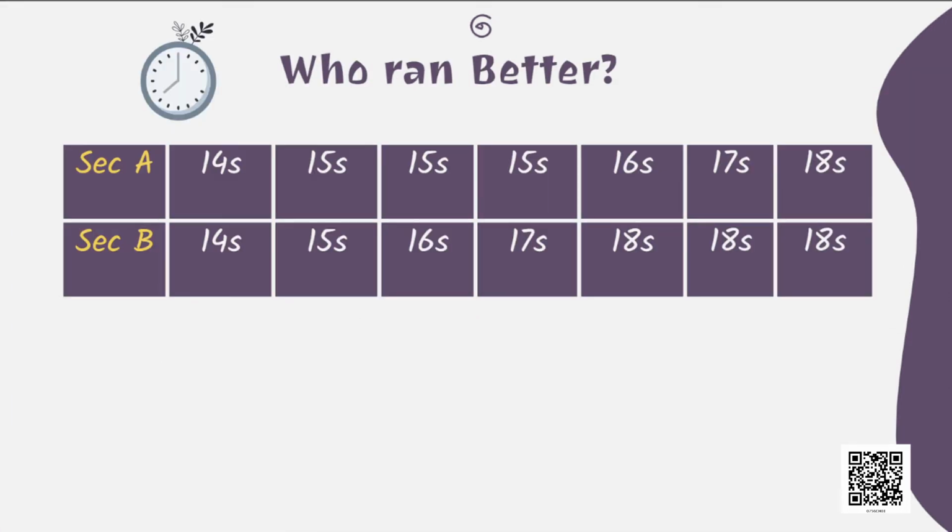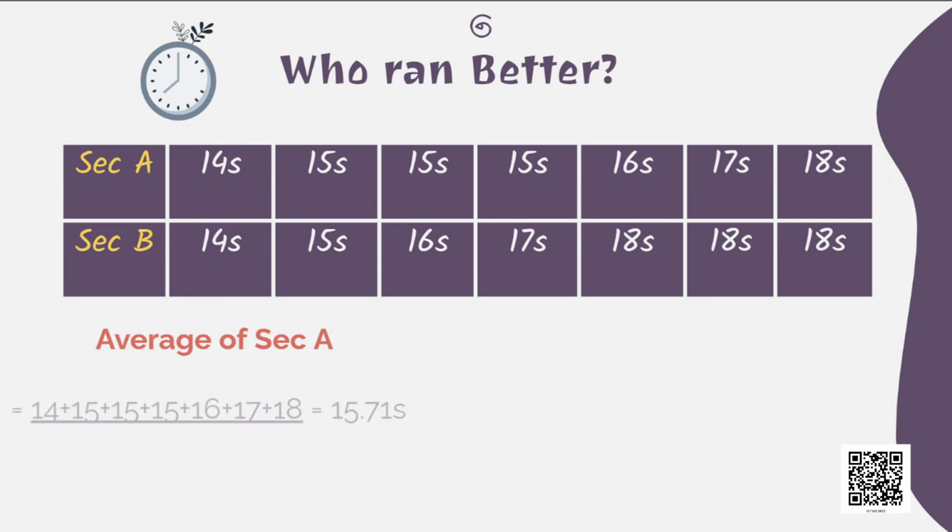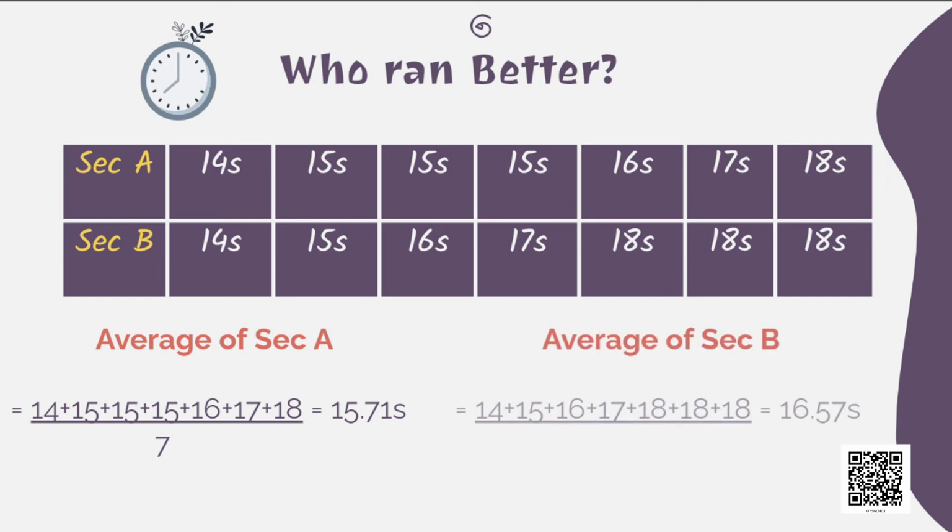Coming back to this question, we will look at which section ran better using the average. So first we will calculate section A's average. Section A's average will be the total time taken by all the students divided by the number of students, which is 15.71 seconds. This is the average for section A. We will look at the average of section B in the same way. So the total time taken by students of section B divided by the number of students, which is 16.57 seconds.